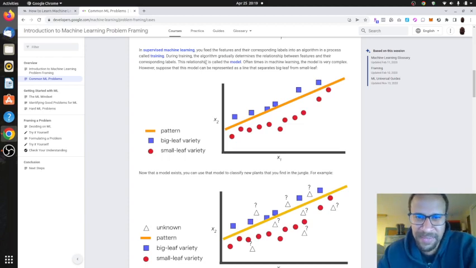Oftentimes, in machine learning, the model is very complex. However, suppose that this model can be represented in a line that separates big leaf from a small leaf.